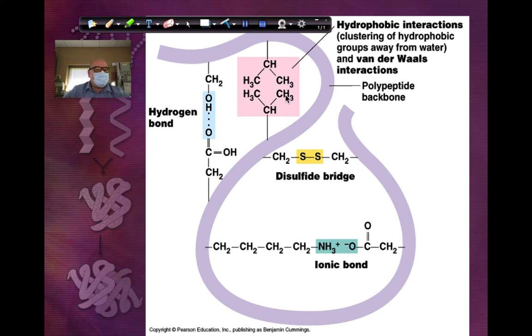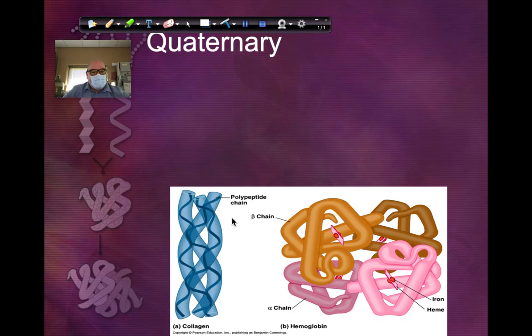So the hydrophobic stuff might be pulling away from water into a cluster. These hydrogen bonds here, those are going to be weaker. The disulfides are going to be your strongest, and your ionic bonds will probably be second strongest. So all these different ways of folding don't just happen. They're driven by chemistry.